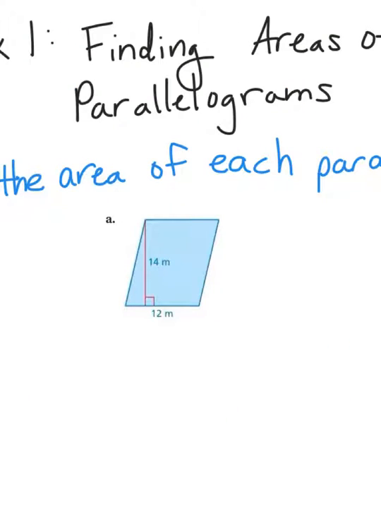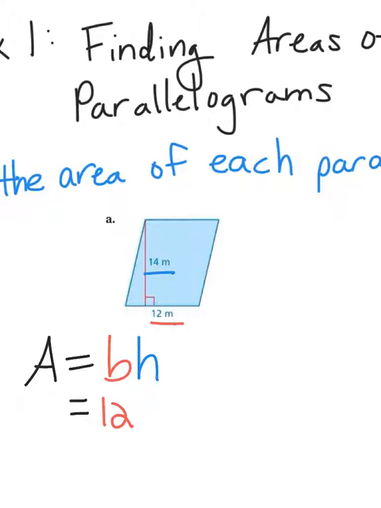For example 1, we're going to find areas of different parallelograms. This first one, letter A, says that it has a base of 12 meters and a height of 14 meters. So we're going to use that formula, area, which is capital A, equals B for base times H for height. Feel free to put the multiplication sign if you want, but the base of this one is 12 meters. We're not going to worry about putting meters in when we do the actual work. And the height is 14 meters.